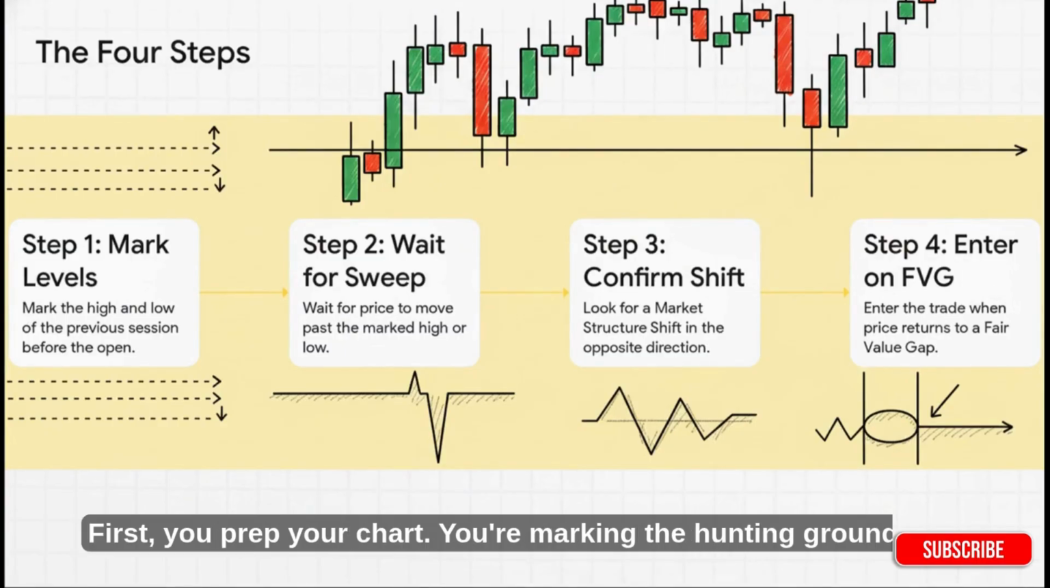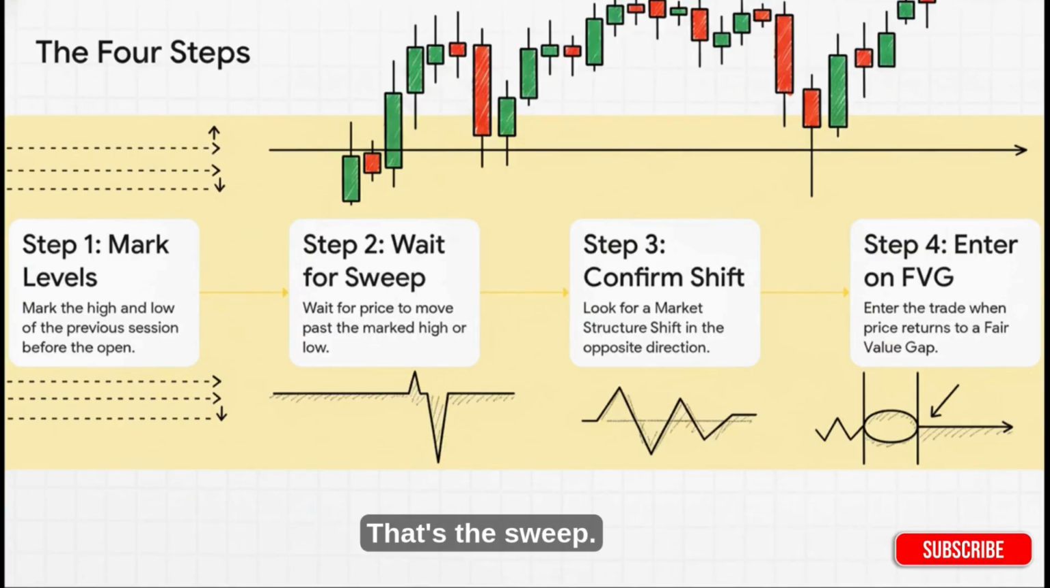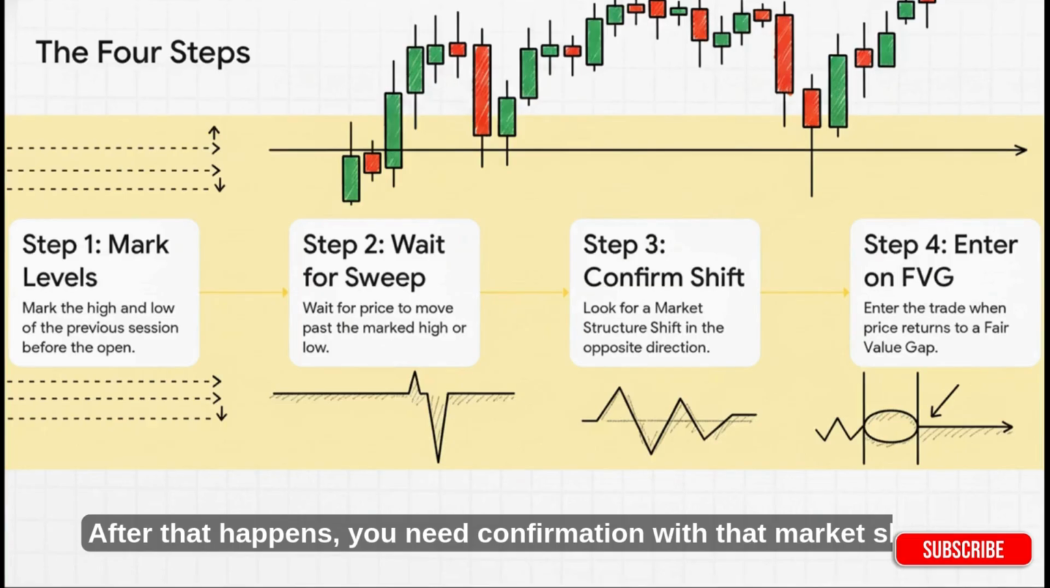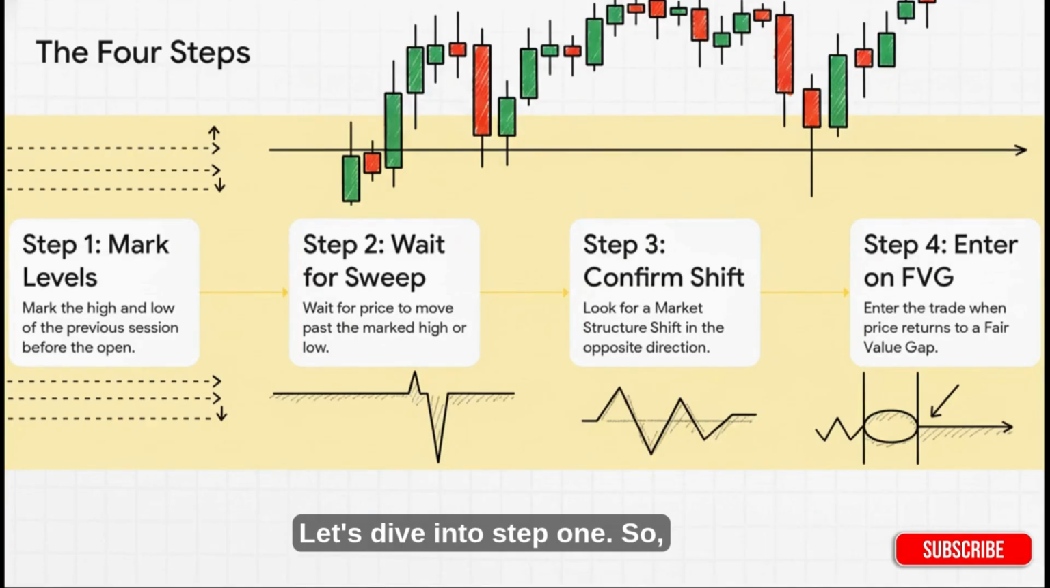First, you prep your chart. You're marking the hunting ground. Then you wait for the market to make its first move. That's the sweep. After that happens, you need confirmation with that market shift. And only then do you start looking for your entry. Let's dive into step 1.